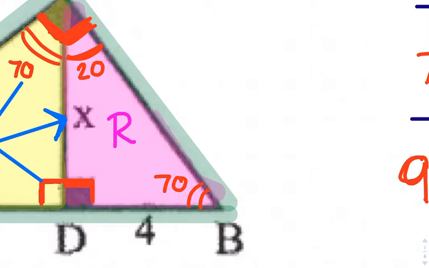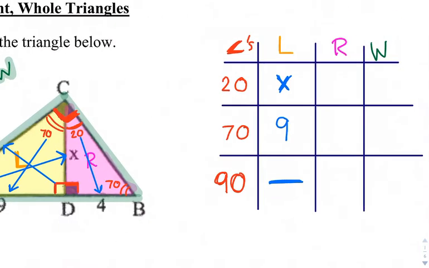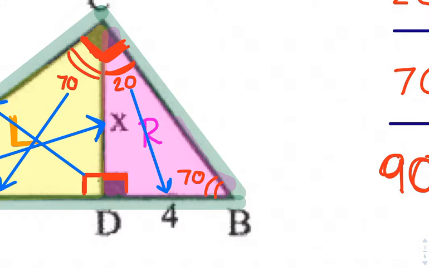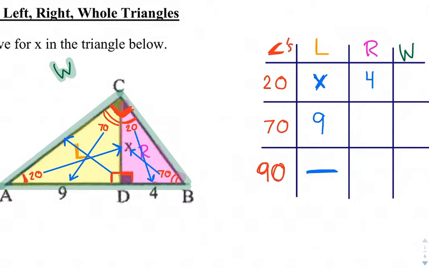So across from 20 degrees here is 4. So here I'm going to put 4. Then if I look at my right triangle again, across from 70 is the value x. So I can put x there. And then in my right triangle across from 90 degrees, if I look, it's side CB. On side CB, there's no measure, so I'm going to put another blank.